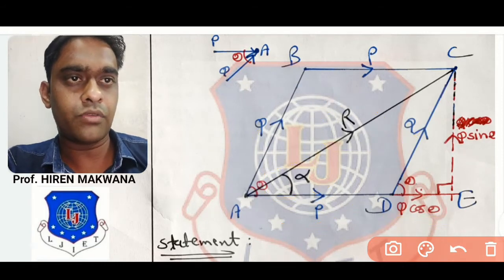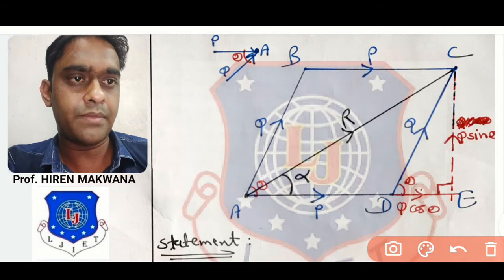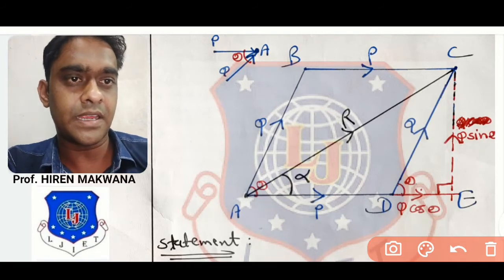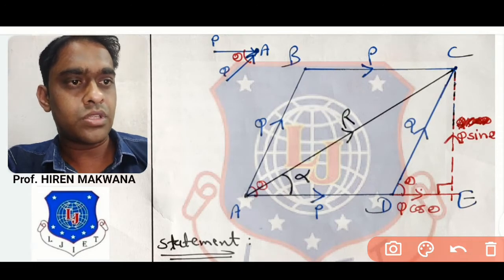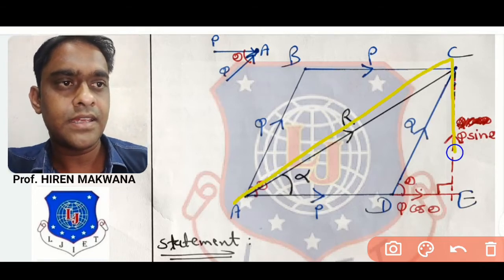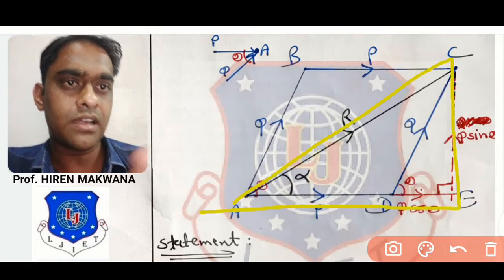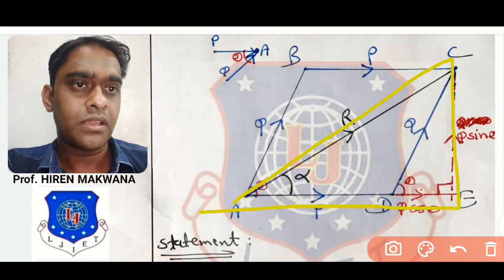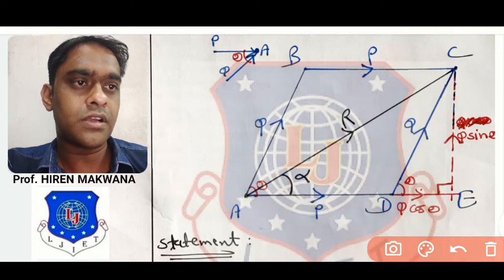Look at the figure carefully. The parallelogram is ABCD and one small triangle is generated, CED. Now concentrate on the right angle triangle. Which one is the right angle triangle? ACE. In this right angle triangle ACE, after applying the Pythagoras theorem we can get this.